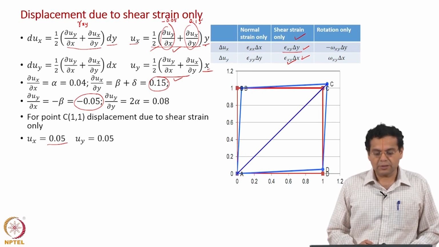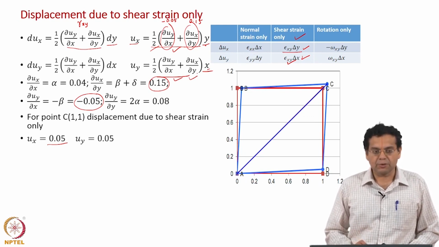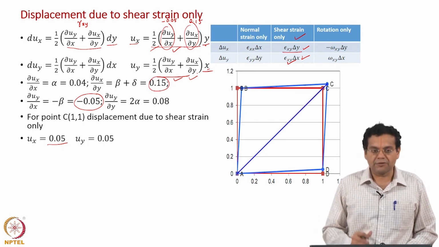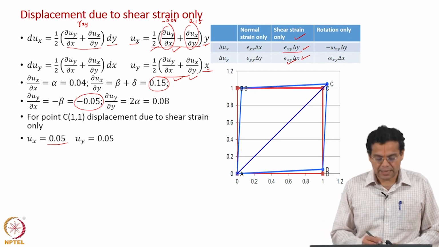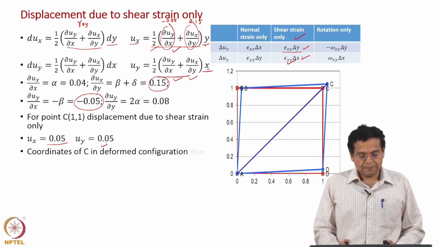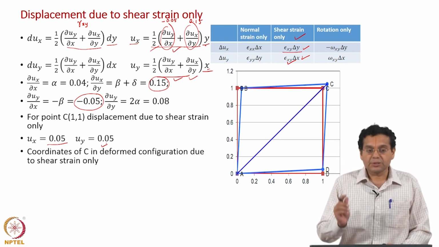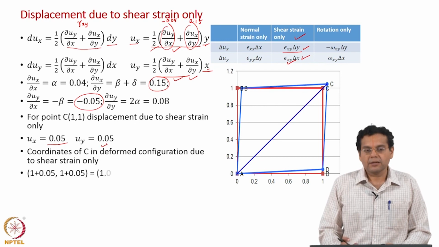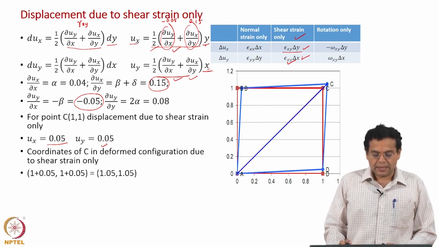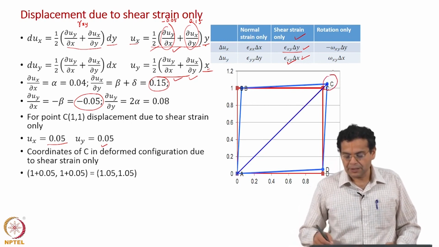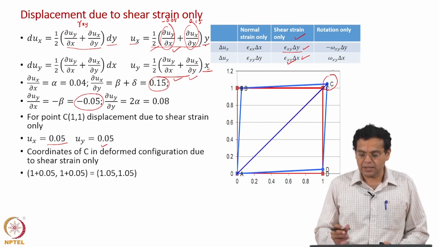Same for uy also, because this epsilon xy is the same for both of them. Multiply by x, x is equal to 1 here. This will not be the case for points B and D, because there x and y are different. Because it is point C, x and y are the same, so you get the same 0.05 here. So now, what are the coordinates of C in deformed configuration due to shear strain only? Just add to the original coordinate: 1 plus 0.05, 1.05 for both x coordinate and y coordinate, and that is what you see here, 1.05 and 1.05. Of course, clearly only the shear strain is present, and that is what we considered.